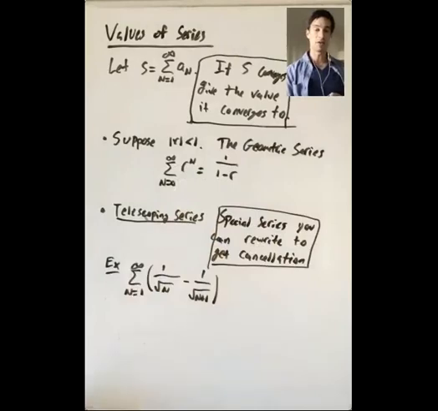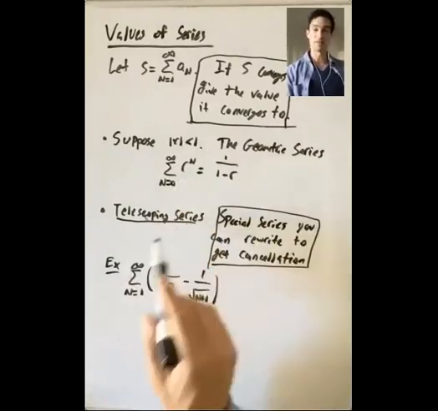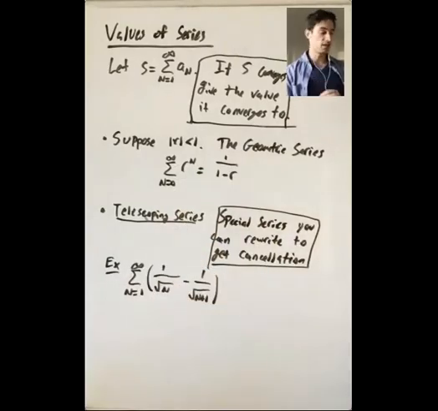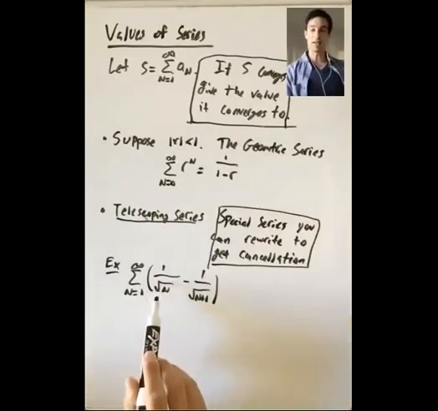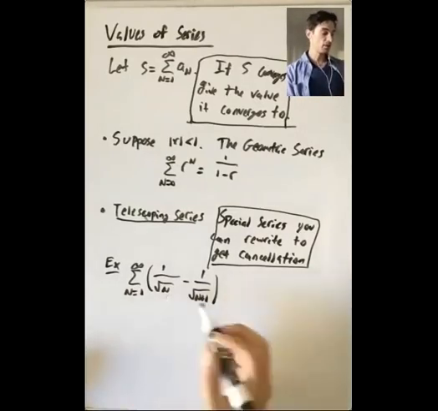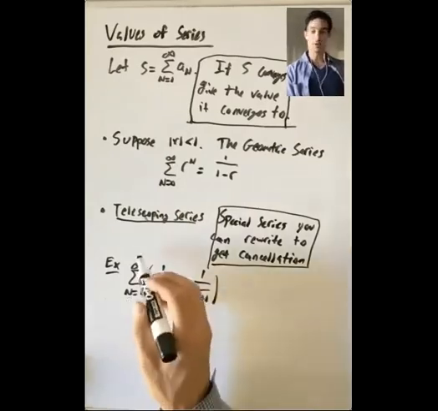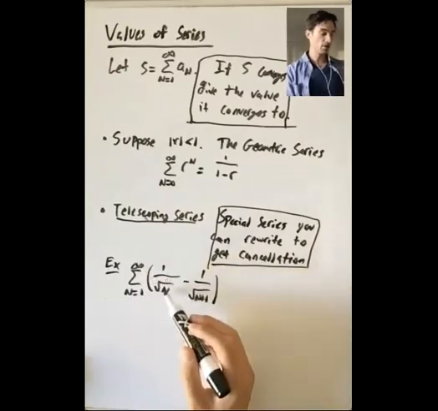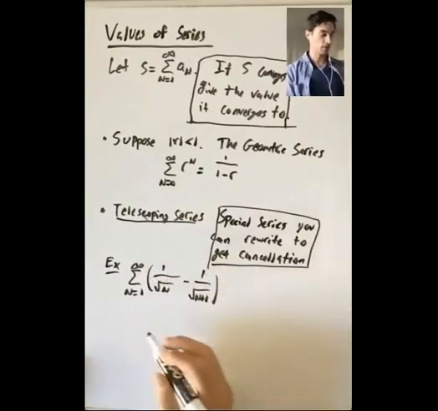The other special case is a telescoping series. And what is a telescoping series? We're adding up infinitely many things, but there's some special cancellation going on so that there's only finitely many things that don't cancel out. So here's an example. We have the sum from n equals 1 to infinity of 1 over square root of n minus 1 over square root of n plus 1.